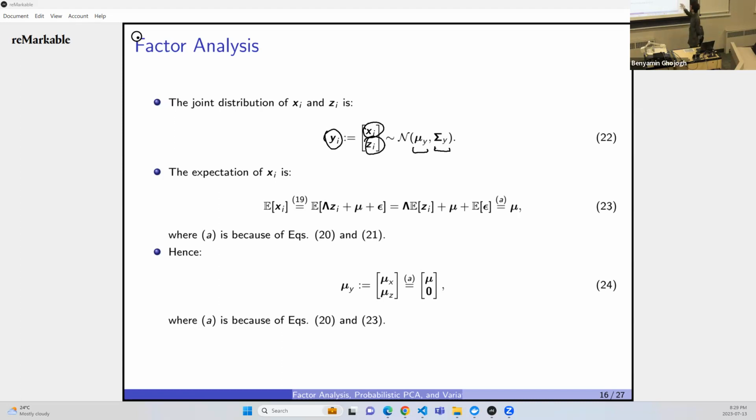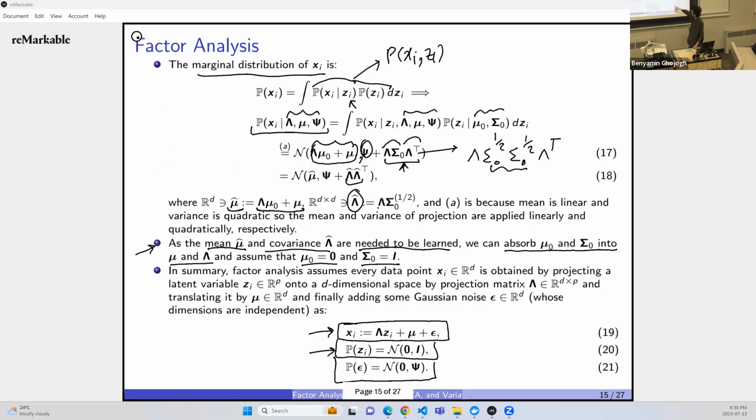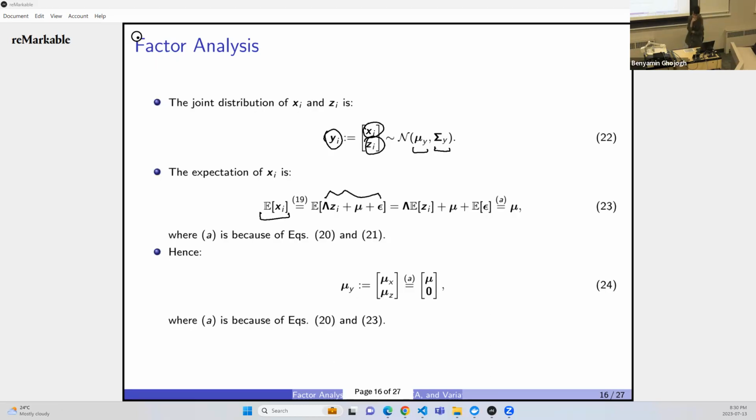Okay, the expectation of Xi, let's see that. Expectation of Xi, according to equation 19, which was the formulation of factor analysis, I replace Xi with what I had here. Expectation is a linear operator, I can apply it on the elements. So the expectation of mu, which is not a random variable, is the mean of data. So it becomes mu. And expectation of noise means the mean of noise. The mean of noise was 0, so it goes away. Expectation of Zi, we assumed it's also 0, so it goes away. So it becomes mu.